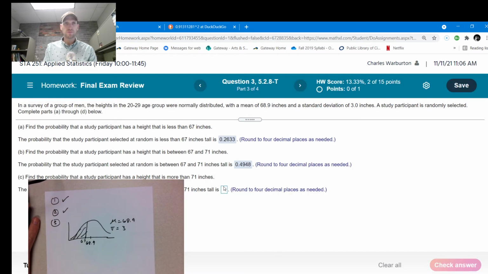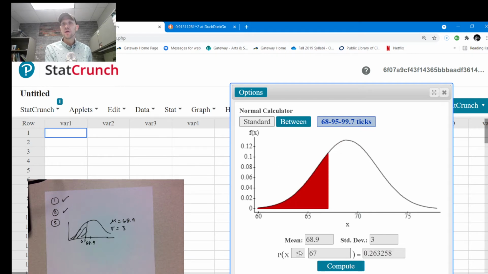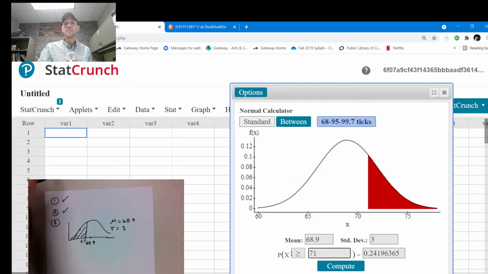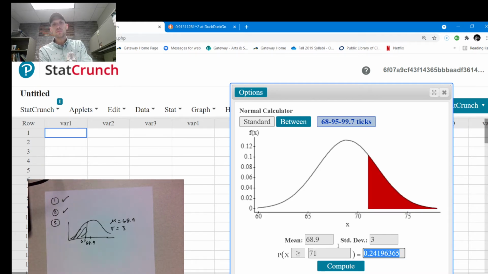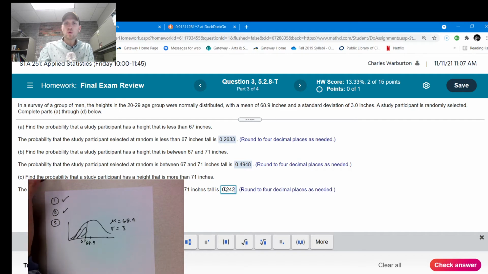Okay. Probability that it's more than 71. So back to the StatCrunch calculator, get off of between and onto standard. More than or greater than 71. There it is. Copy and paste it in. To 4 decimal places, make sure you round the right way. Let's see, so my 19 will round up then to a 20.